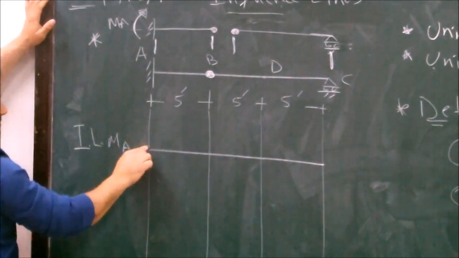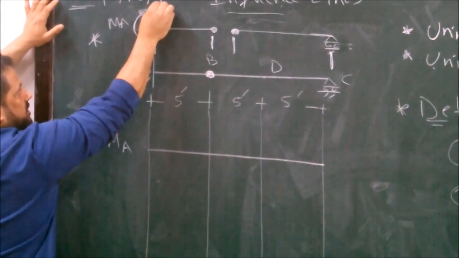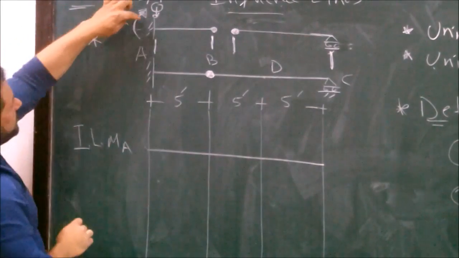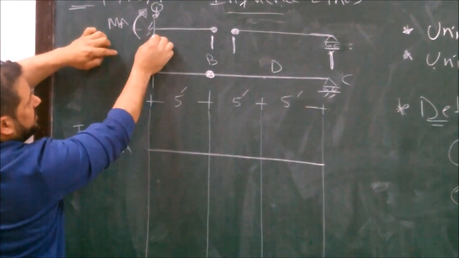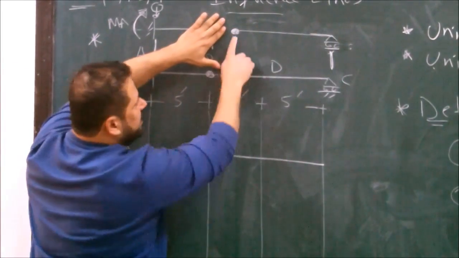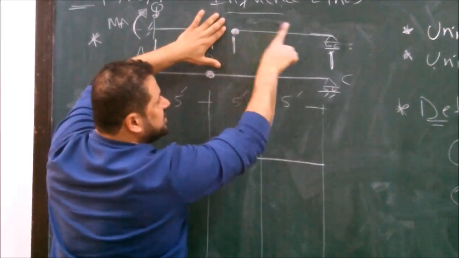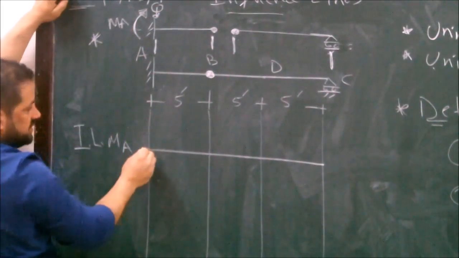Okay, now we place the unit load at some point. This is the unit load 1. When the unit load is here, this is 1. How much here? Is there any load here? Nothing. 0 and 0. If this is 0 and this is 0, how much this one? 0. So the moment is 0.